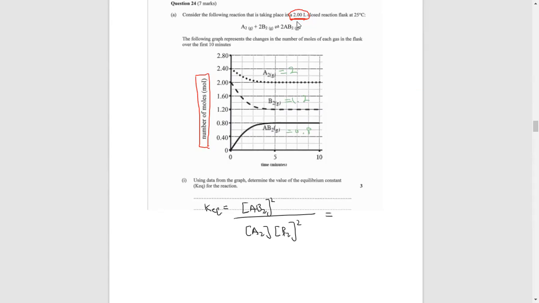So [AB2] would then be 0.4, all squared. [A2] would then be, well, 1. And [B2] would be 0.6, all squared. And once you work out what that number is, that should be your answer. So it's 4/9.